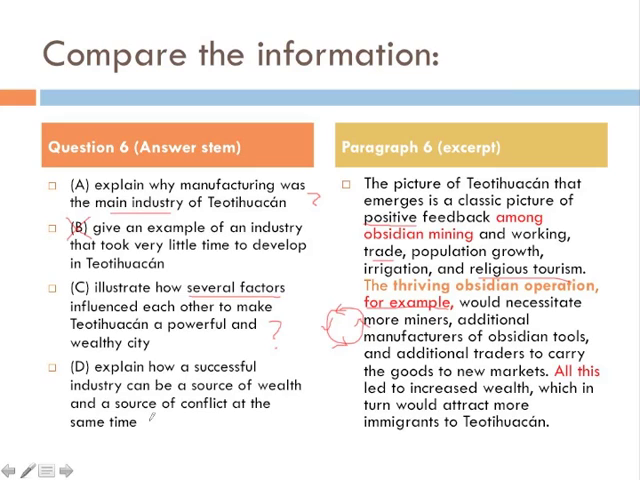All right, finally, let's look at D. Can we explain how a successful industry can be a source of wealth and a source of conflict at the same time? Well, certainly the first part of the question is correct. It was a source of wealth. But I did not notice any negative language, and even if you go back to the rest of the text, we don't necessarily see that it mentions that there was a particular conflict. Now, once again, this might be possible, but it doesn't state it in the text. So at this point, we're going to eliminate D as well.